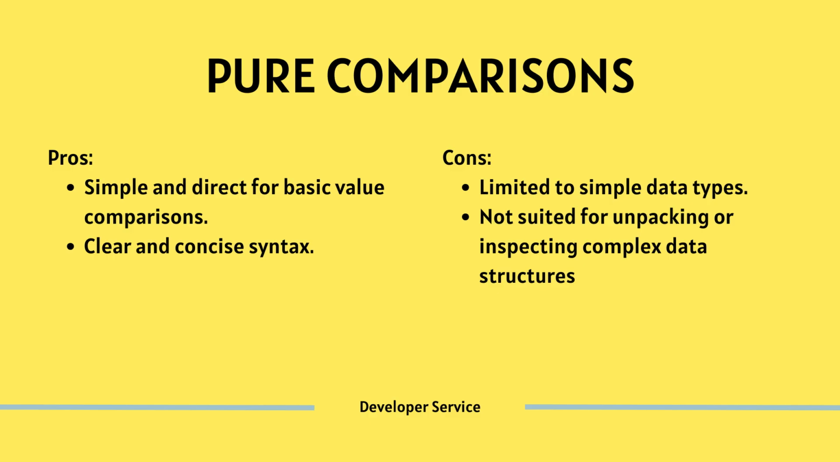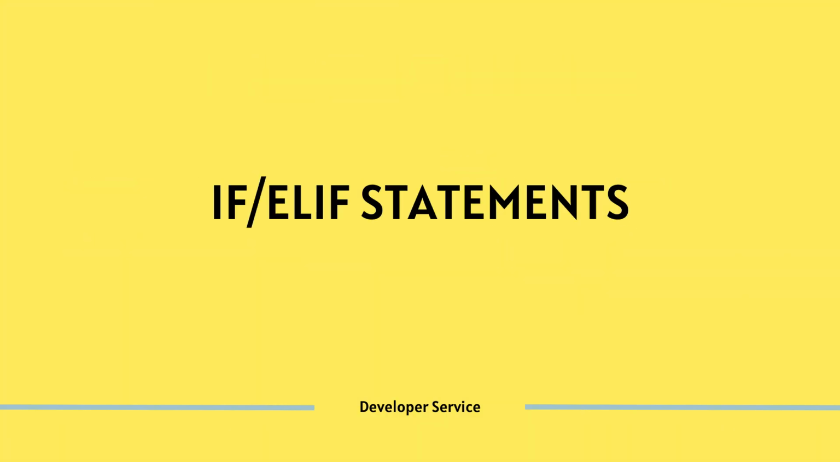What are the pros and cons of the pure comparisons? On the pro side, it's simple and direct for basic value comparisons. It has a very clear and concise syntax. On the con side, it is limited to very simple data types, such as integers and strings, for instance. It's also not suitable for unpacking or inspecting complex data structures, because it's a very simple type of comparison.